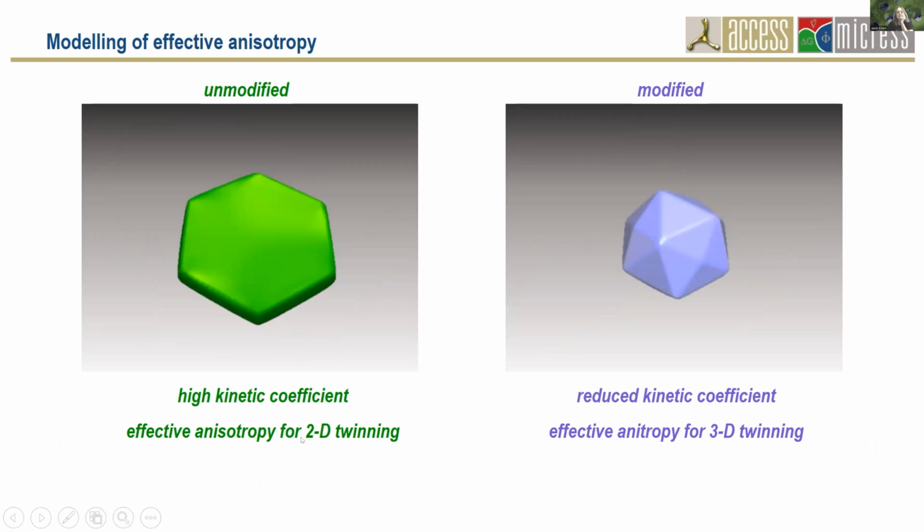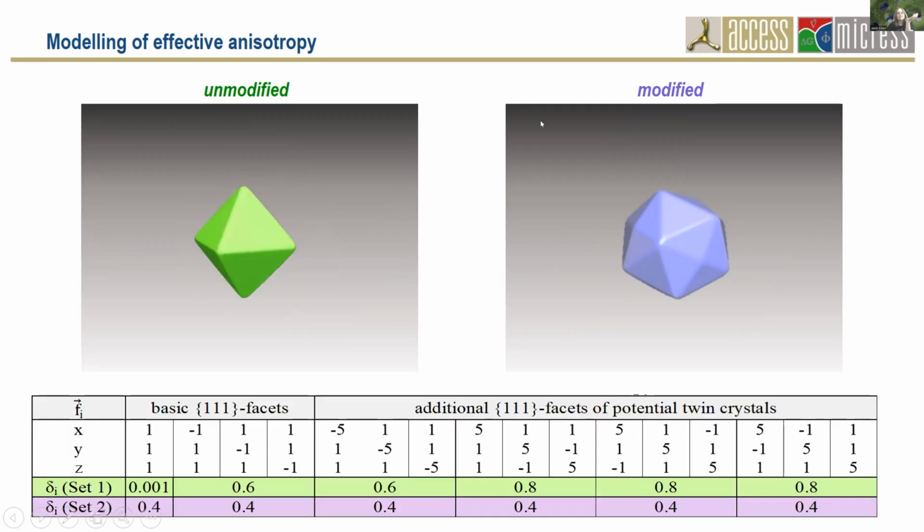One taking into account the 2D twinning, and one the 3D twinning, and one with reduced kinetic coefficients. So this may look rather arbitrary at first glance, but there was an idea behind it.